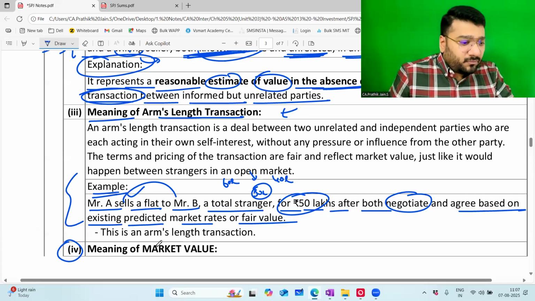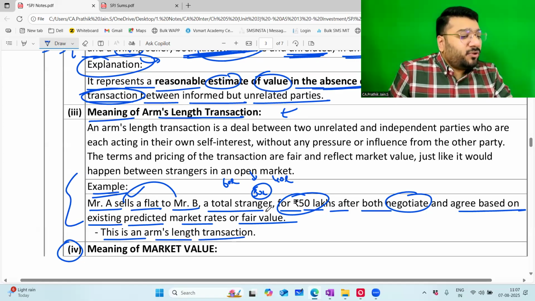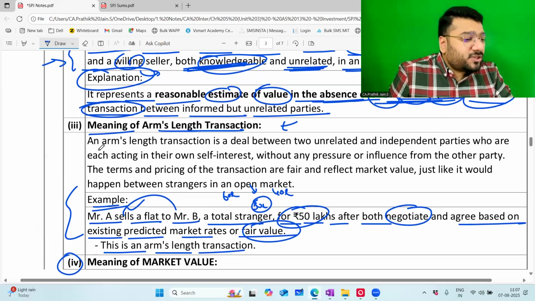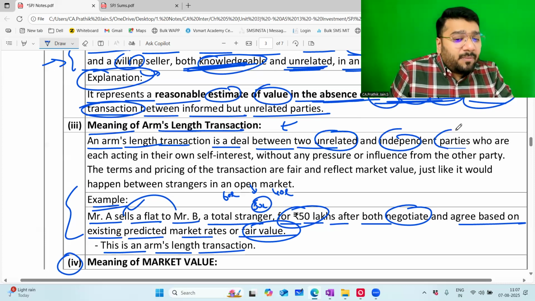Do you have this in tax? Not come across so far? Okay. This is an arm's length transaction because at fair value, two total strangers have been discussing this. So what is an arm's length transaction? An arm's length transaction is a deal between two unrelated independent parties who are each acting in their own self-interest.